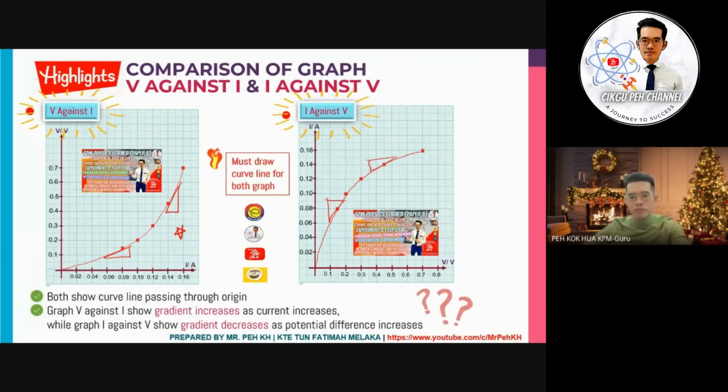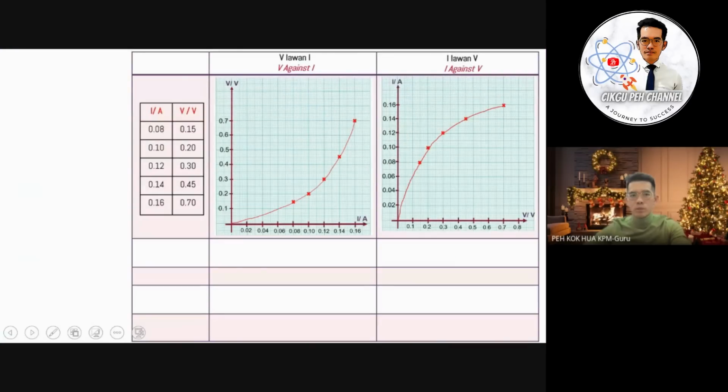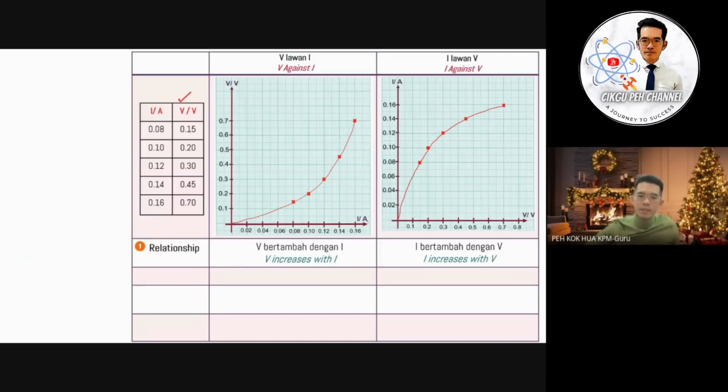Okay, so why do both of these show a difference in gradients here? Here will be the same data I used, where there will be the simulation I just showed you. So the graph of V against I will be like this, then I against V will be like this. The first difference here is the relationship. V increases with I for the V against I graph, and I increases with V for the I against V graph.